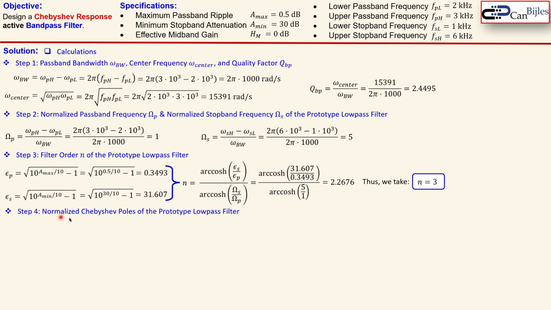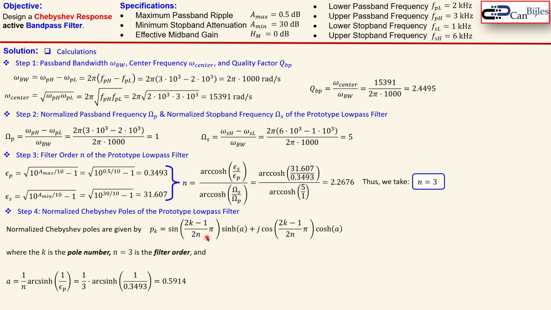Step 4 is the normalized Chebyshev poles of the prototype low pass filter, as we have done also in the previous example for the Butterworth poles. We also need the Chebyshev poles. Now the expression for the normalized Chebyshev poles are given here. You see here the sine and the cosine, actually, as we have seen in the Butterworth, but you have now an extra term, sine hyperbolic, and also the cosine hyperbolic. So we have an extra term, and we also have a parameter a here, so we need to calculate that also.